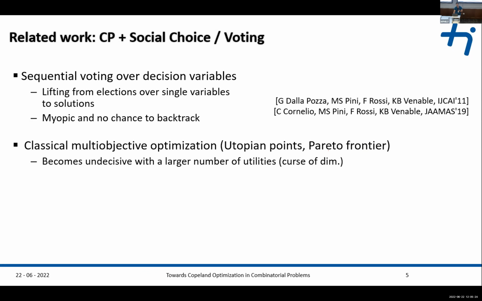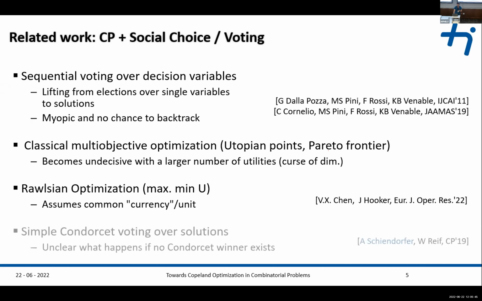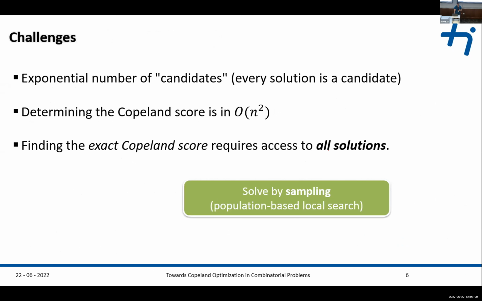But this becomes indecisive the larger the number of utilities, because you face the curse of dimensionality: if you just have enough voters, any option will become a winner. Rawlsian, proposed by John Hooker and colleagues, has the drawback of utilities having to be commensurable. And we had a simple proposal on Condorcet voting at CP19, but it's not really clear what the objective should be if there is no Condorcet winner. And this is what we want to patch here.